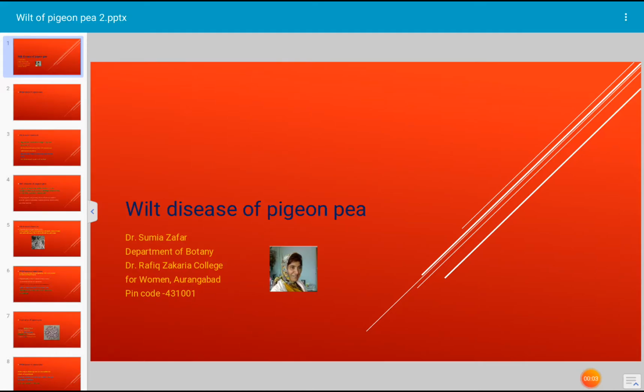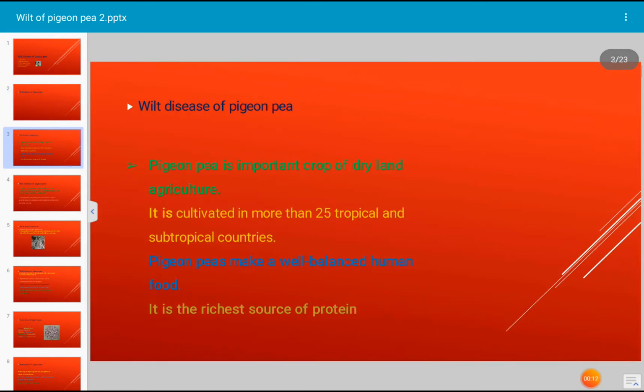Today's topic for discussion is wilt disease of pigeon pea. Pigeon pea is a very important pulse crop in India as well as throughout the world. Pigeon pea is an important crop of dryland agriculture. It is cultivated in more than 25 tropical and subtropical countries. Pigeon pea makes a well-balanced human food.